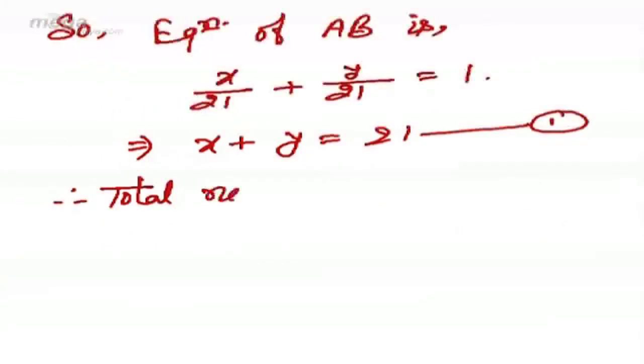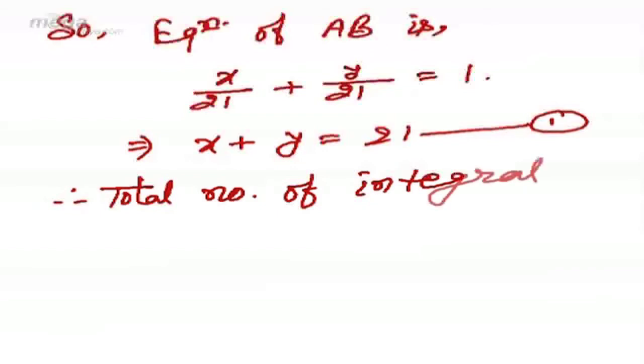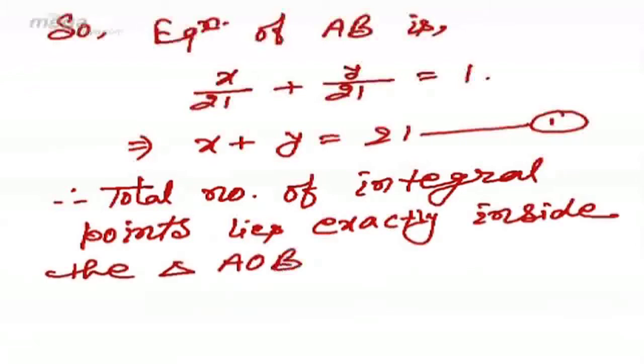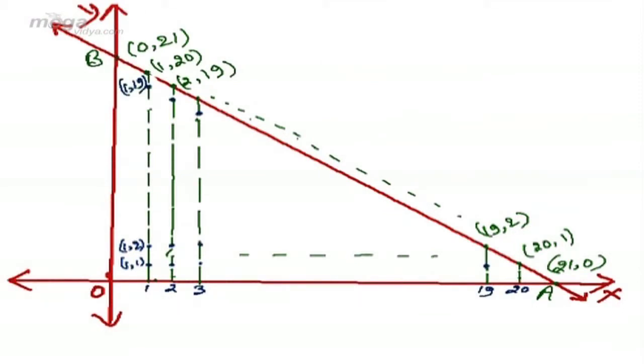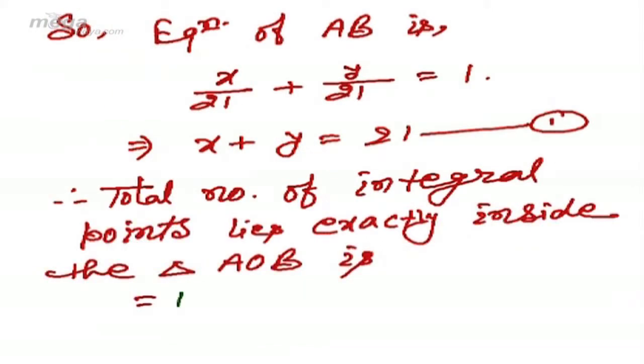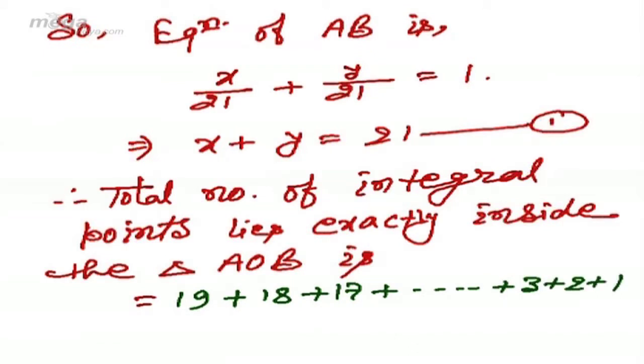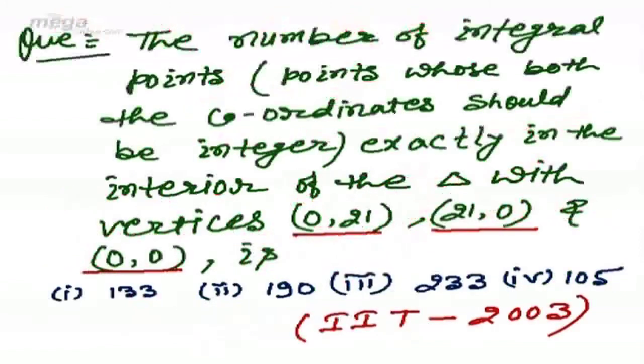So the total number of integral points lying exactly inside the triangle AOB is: from the first line 19 points, from the second line 18 points, from the third 17 points. So it is 19 + 18 + 17 and so on till 3 + 2 + 1. You can write it as 1 + 2 + 3 till 19. Using the sum of the first n natural numbers, it is 19 times 20 upon 2, which equals 190. So according to the options, option number 2 is the correct option.